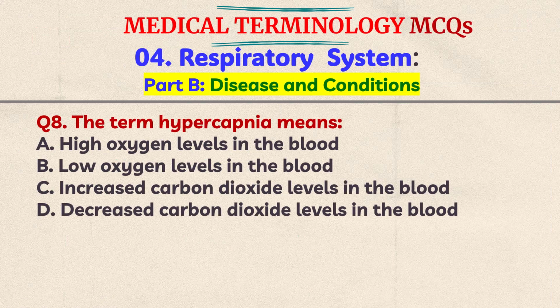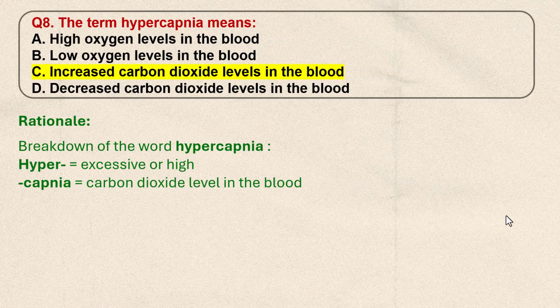Question number 8. The term hypercapnia means A. high oxygen levels in the blood, B. low oxygen levels in the blood, C. increased carbon dioxide levels in the blood, D. decreased carbon dioxide levels in the blood. Think the answer. The correct answer is C. Increased carbon dioxide levels in the blood. So when you break down the term hypercapnia, hyper means excessive or high, capnia means carbon dioxide level in the blood.